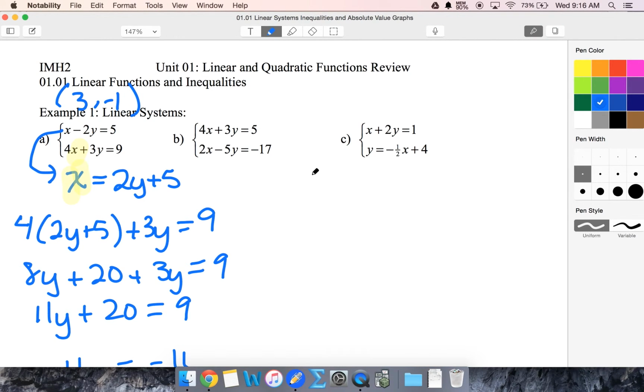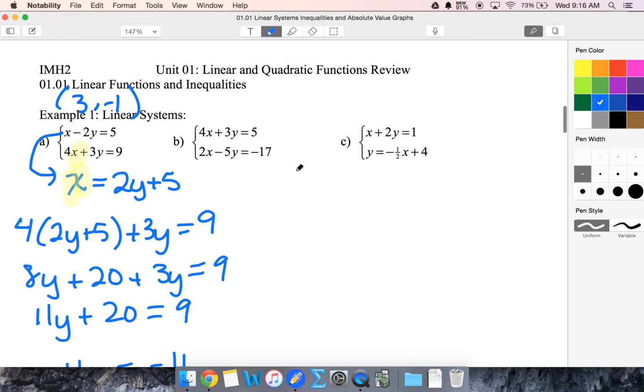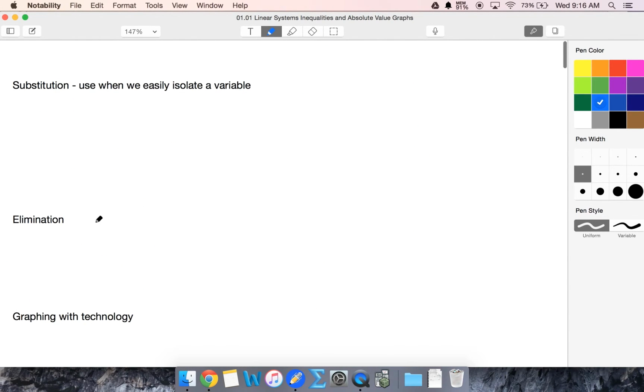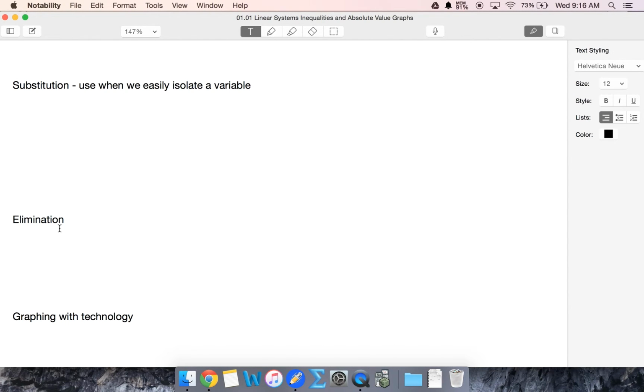Hello students, Ms. Slyman back again, still looking at ways of solving linear functions and inequalities. In the last method we looked at solving by substitution, and now we're going to look at using elimination.